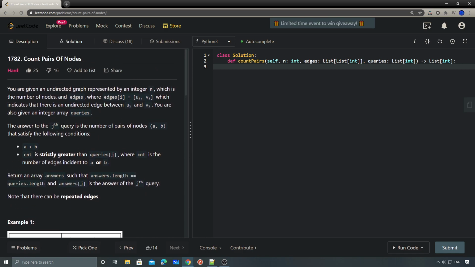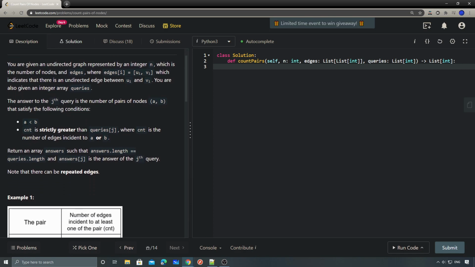The answer for each query is the number of pairs of nodes A and B that satisfy the following conditions. The first one is that A has to be smaller than B. The second one is that count is strictly greater than the query value, where count is the number of edges incident to A or B. Basically, it's a union of the incidence of A and B, and return this answer right here. And there could be duplicated edges between two nodes.